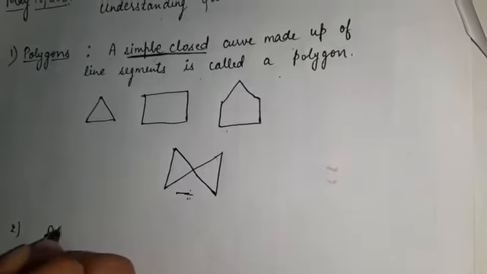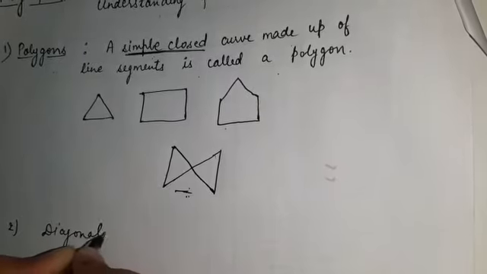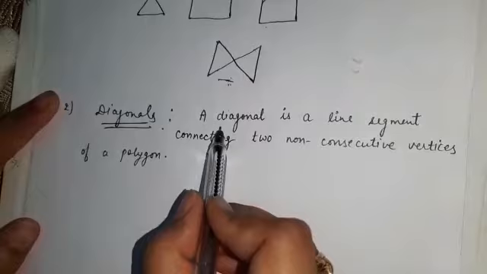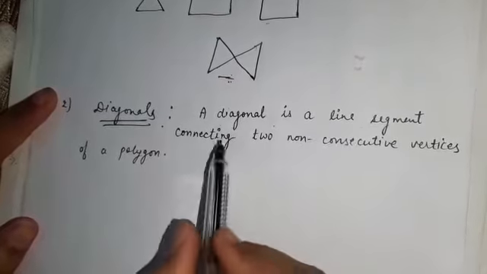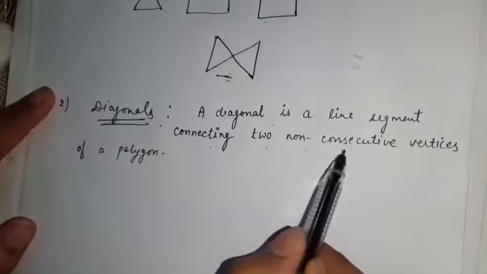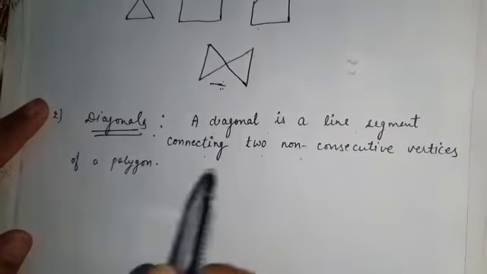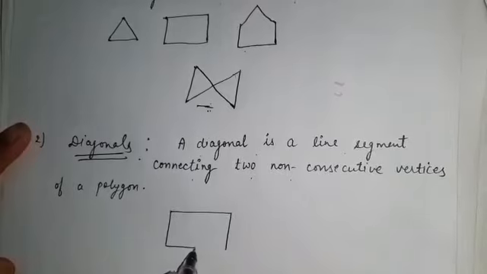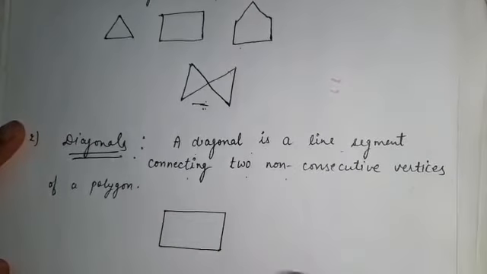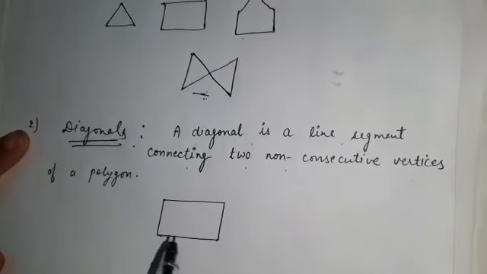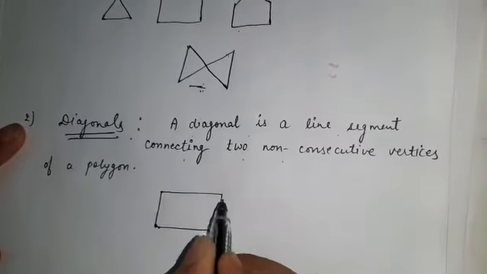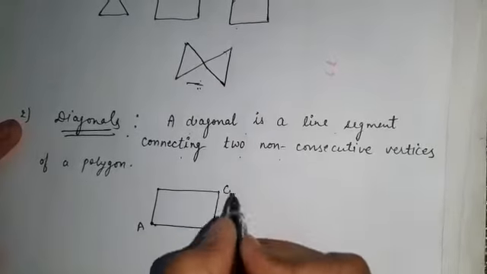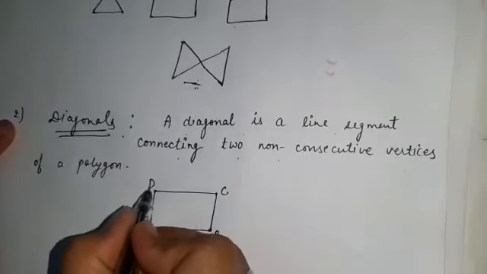Now next topic is diagonals. A diagonal is a line segment connecting two non-consecutive vertices of a polygon. For example, if I take this polygon, it's a type of rectangle. There are four vertices here. Just take the vertices as A, B, C and D.